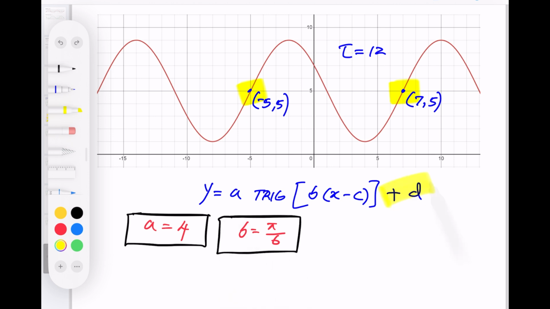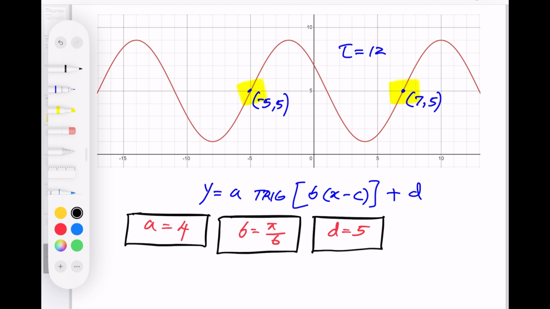Now I need the value of d. The value of d is defined as the vertical shift. That's the distance between the x-axis and the center line. Clearly, the center line is right here and the x-axis is right here. Therefore, the distance between those two highlighted axes is 5. Therefore, your d should be equal to 5. Let me box that result as well.